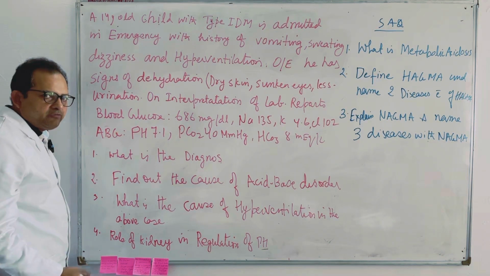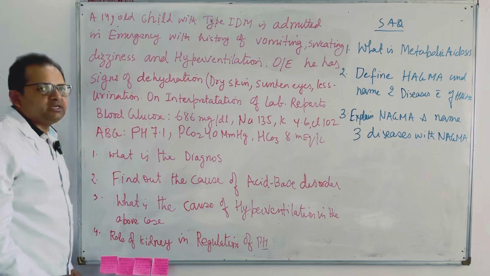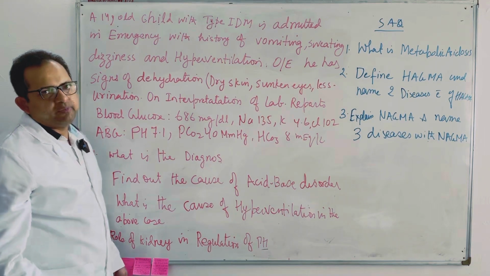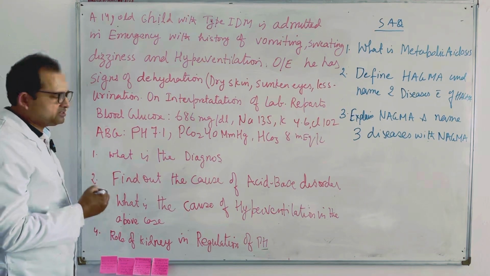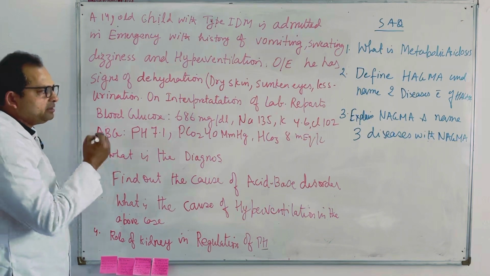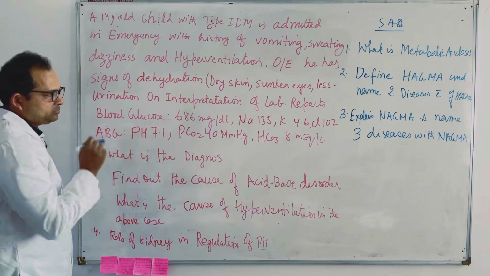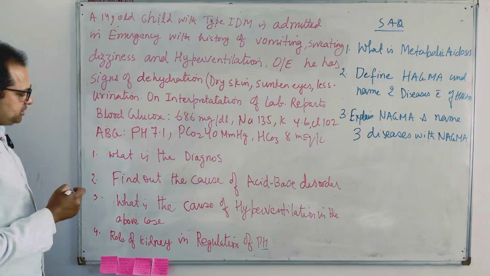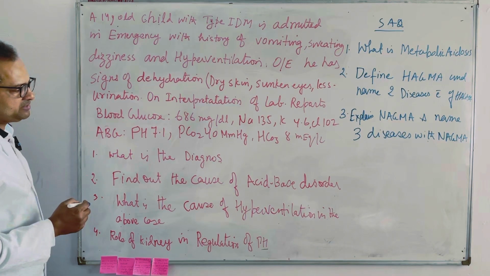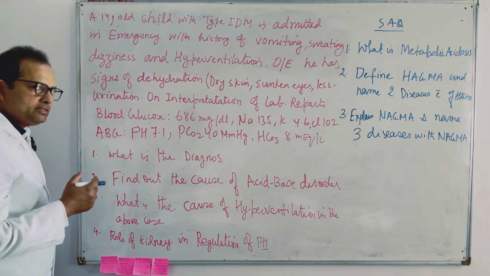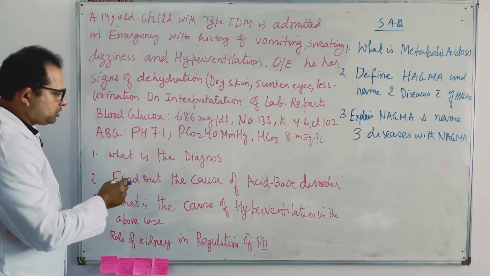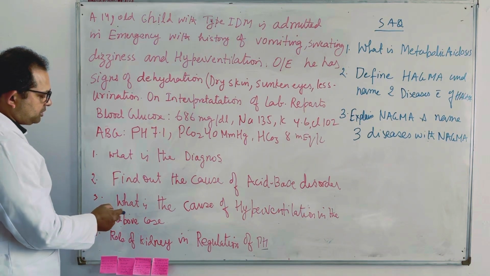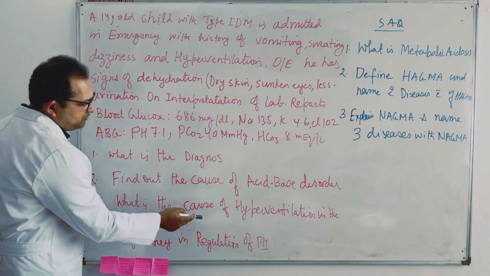The first question will always be like, what is the diagnosis? So you have to make the diagnosis. If you watch my previous lecture, you will be easily able to make the diagnosis. Now the second question is, find out the cause of acid-base disorders, and the same lecture will tell you the cause of acid-base disorder. What is the cause of hyperventilation?